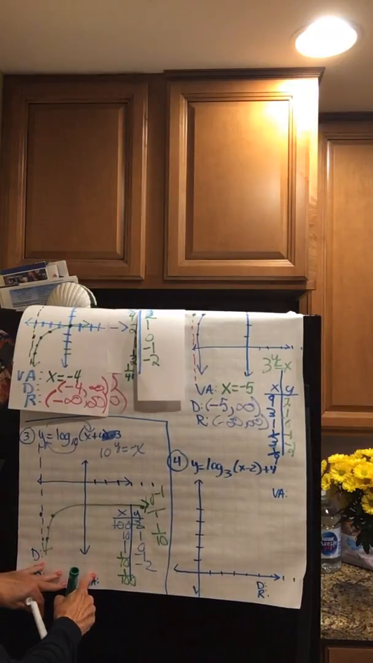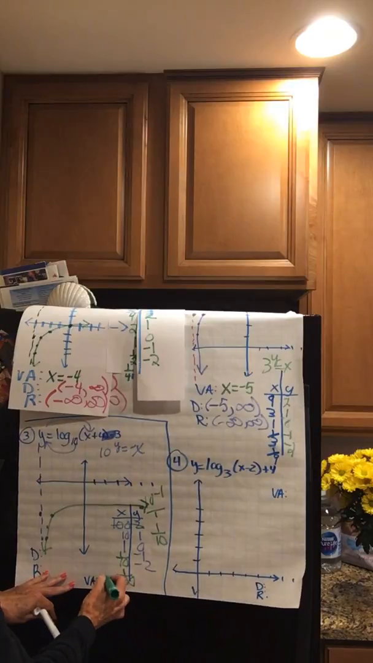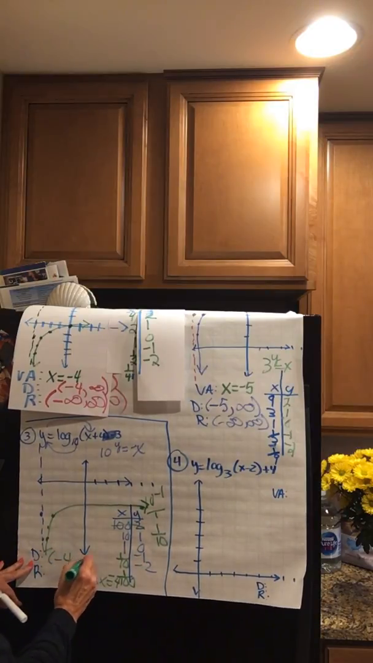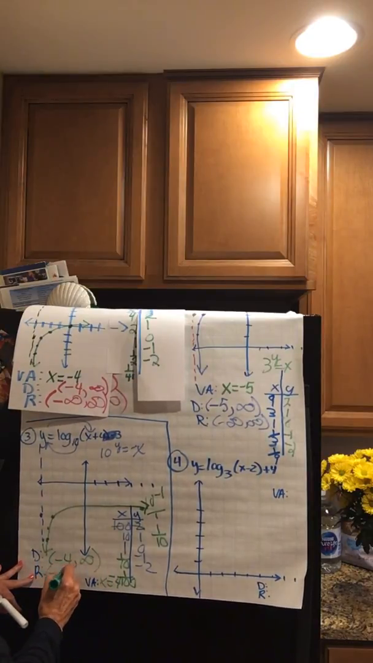Okay, my vertical asymptote is how far left did I go? I went to -4. My domain is -4 to positive infinity, and my range is -infinity to positive infinity.